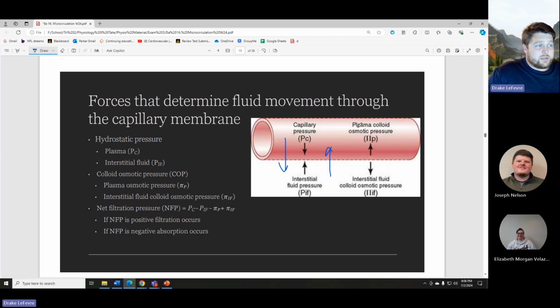We have plasma colloid osmotic pressure. It's just osmotic pressure, meaning that the pressure is due to proteins and gradients and stuff.